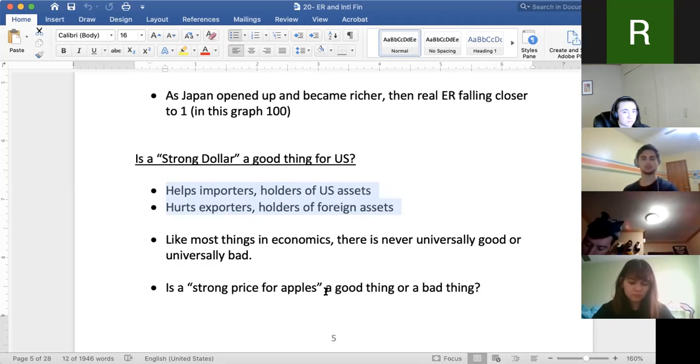As I have written here, is a strong price for apples a good thing or a bad thing? Well, it depends who you are, right? And it's the same with the dollar, right? A high price of apples is not necessarily a good thing or a bad thing. It's going to help some people. It's going to hurt other people, right? And that's the same way with the dollar.